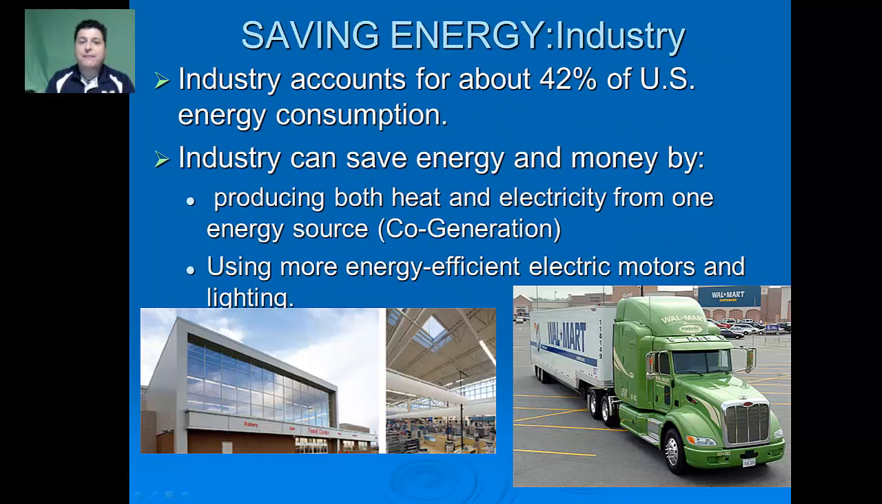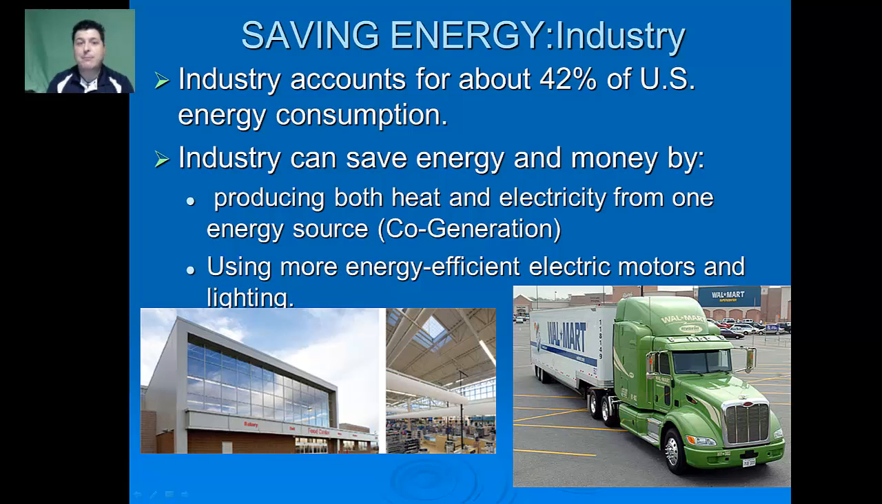So there are a lot of different strategies we can do to save energy. One place we can start to focus is on our industries. Industry accounts for about 42% of U.S. energy consumption. Industry can save energy and money by doing things like cogeneration. For example, generating heat and electricity from a single source.